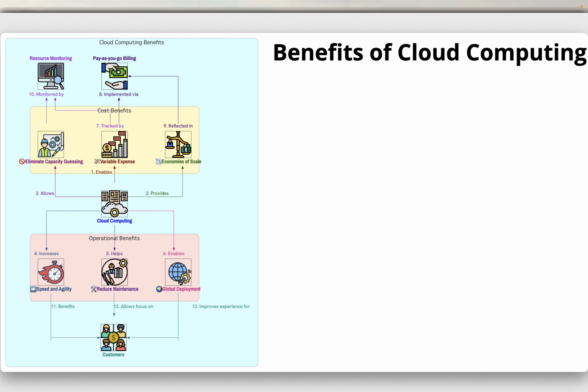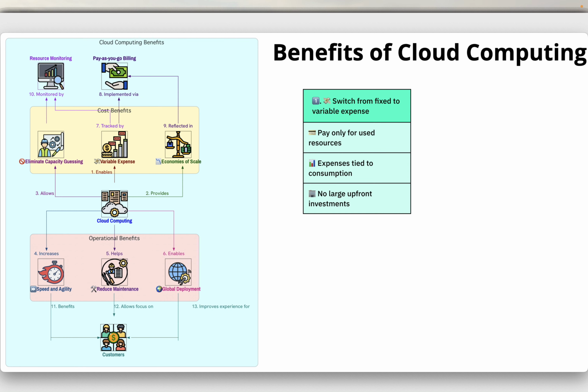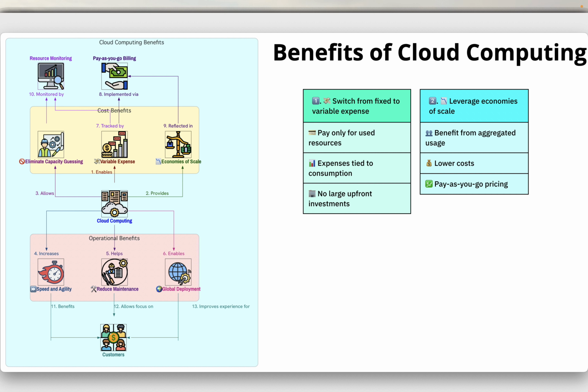Benefits of cloud computing: instead of large upfront investment in data centers and servers, cloud computing allows you to pay only for the resources you use, making expenses variable and directly tied to your consumption. With cloud computing, you benefit from the aggregated usage of hundreds of thousands of customers, leading to lower cost due to providers like AWS achieving significant economies of scale, which in turn offers lower pay-as-you-go prices.